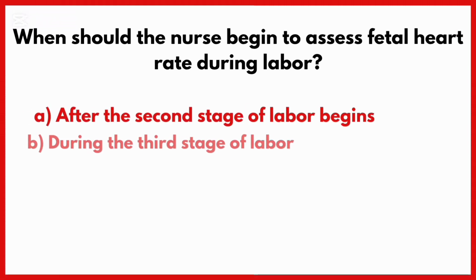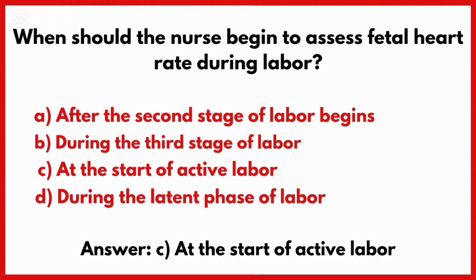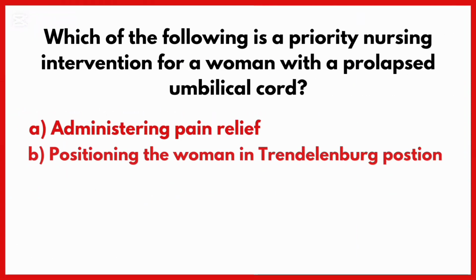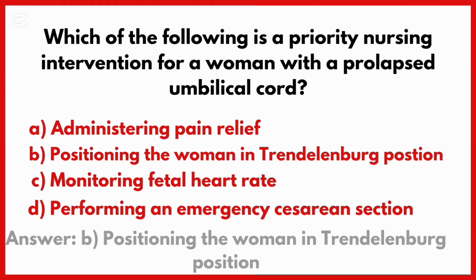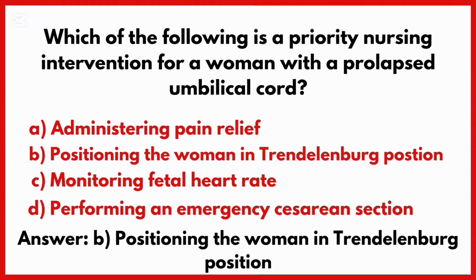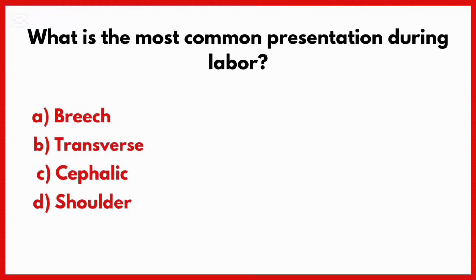When should the nurse begin to assess fetal heart rate during labor? Correct answer is option C, at the start of active labor. Which of the following is a priority nursing intervention for a woman with a prolapsed umbilical cord? Correct answer is option B, positioning the woman in Trendelenburg position. What is the most common presentation during labor? Correct answer is option C, cephalic.